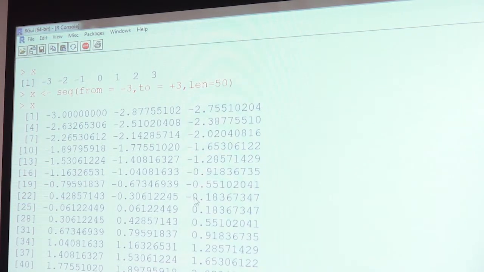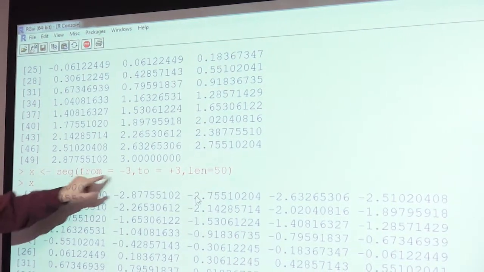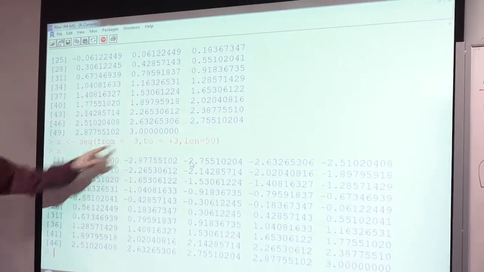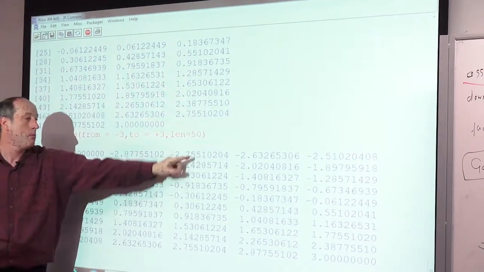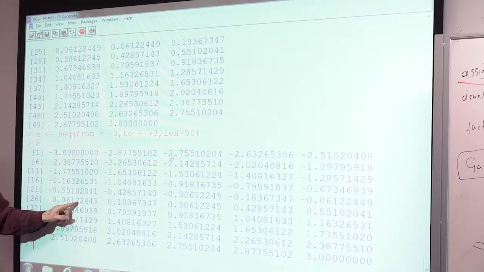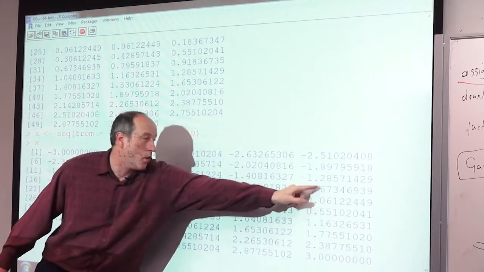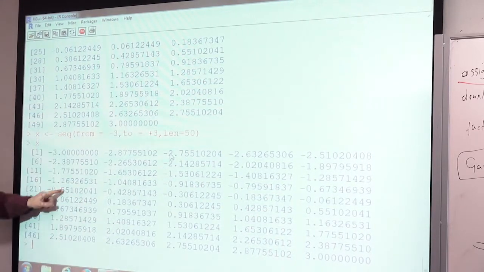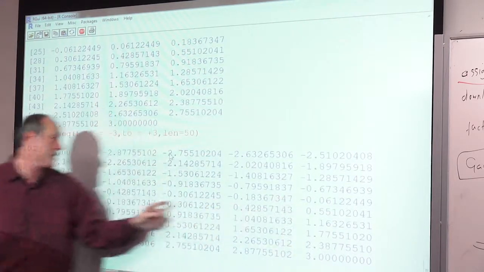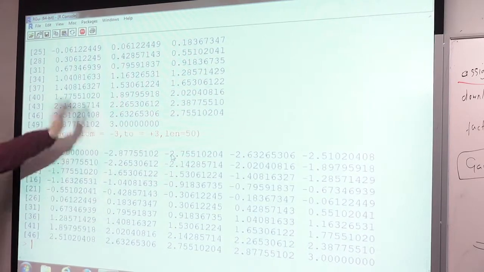Let me just do that again. So what I'm going to say is now x is a sequence from minus 3 to plus 3 and 50 long. So that's the first one at minus 3, like it says. Up, up, up, small, bigger, bigger, bigger, through 0. Where's 0? That's the last negative one, isn't it? Oh, look, it's minus 0.06. There it is. And then right there it is, yeah. So it goes up to 3 and it's 50 long.